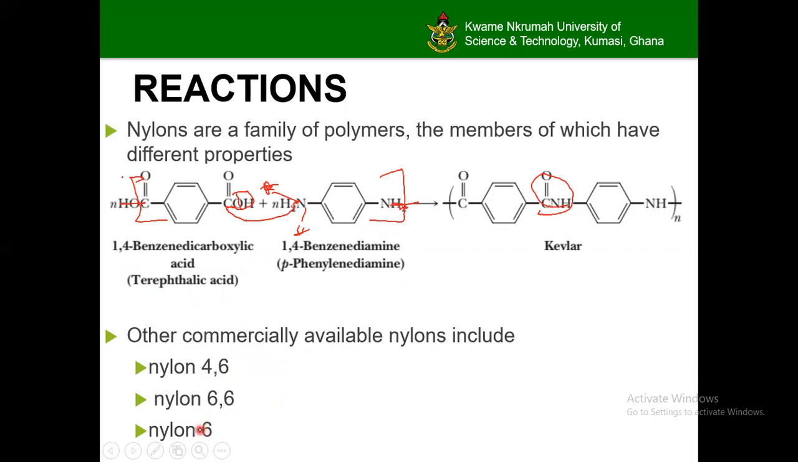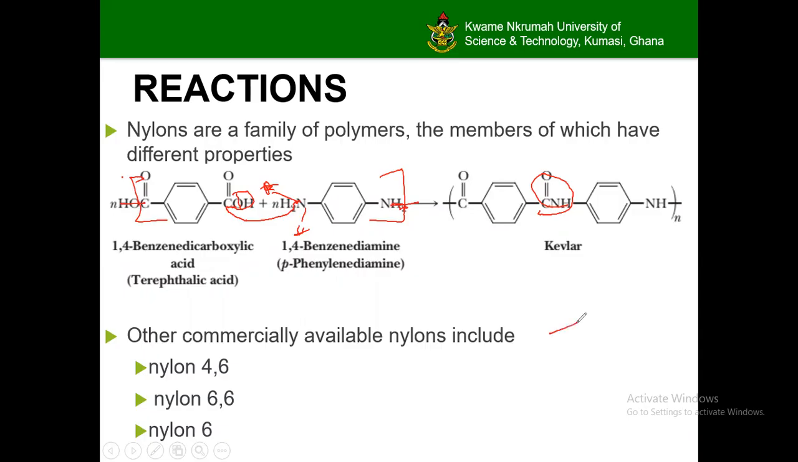Sometimes you realize that we have only one number. So only one number also has a meaning. It means we have a ring. One of them, that's specifically for nylon 6, we have caprolactam. Caprolactam is a cyclic amide. So a cyclic amide.